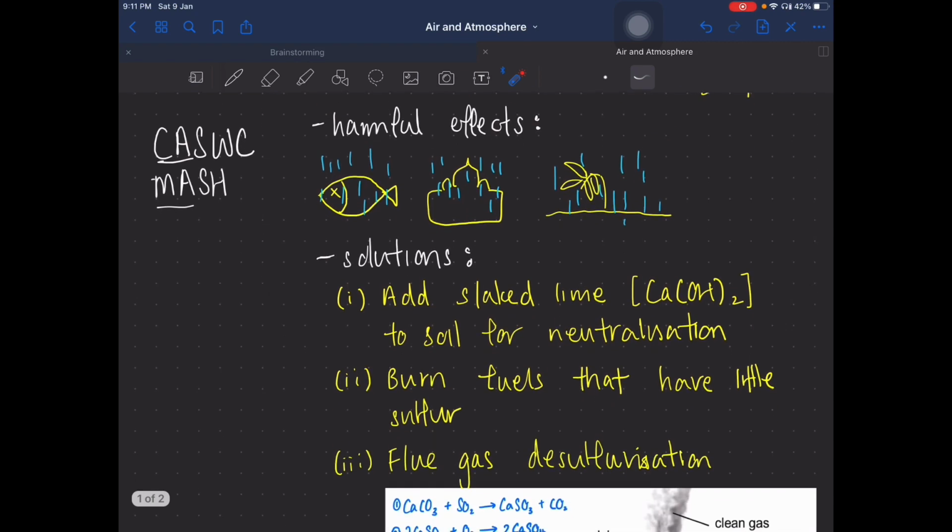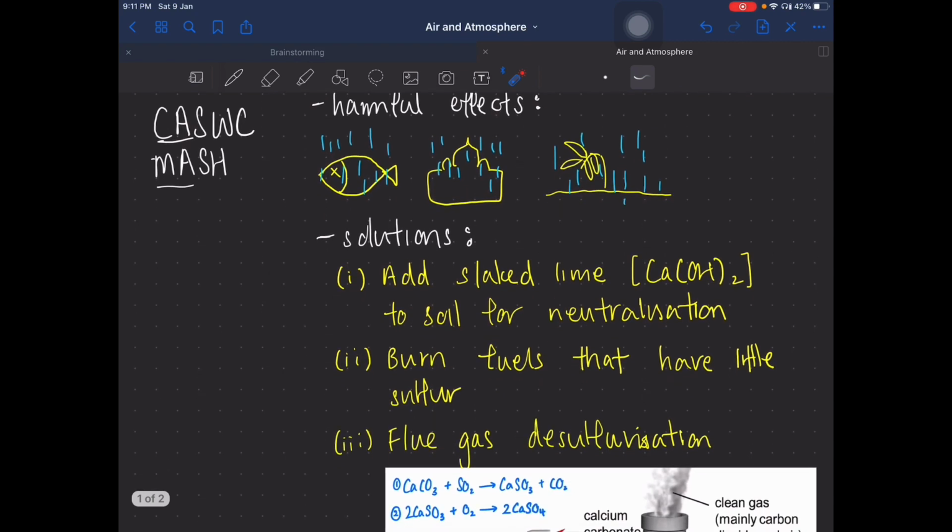In terms of solution, how do we resolve the problems that come about with acid rain? Firstly, let's say that acid rain has already occurred, right? What we can do is to add what we call slaked lime, right, which is calcium hydroxide, to the soil for neutralization. Now, calcium hydroxide is a form of alkali, and by adding it into the acidic soil, neutralization can happen.